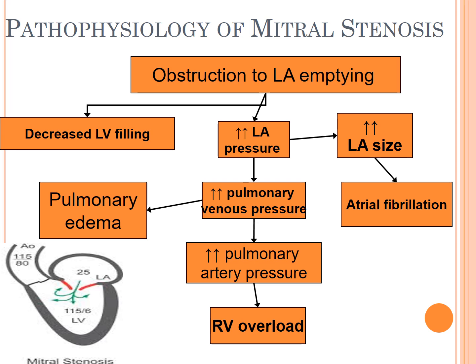And with the increased left atrial pressure, there is increased pulmonary venous pressure, pulmonary venous congestion occurs, and then pulmonary edema and heart failure can occur. And this is going to lead to an increase in the pulmonary artery pressure also. So right ventricular overload is occurring and right ventricular concentric hypertrophy occurs.